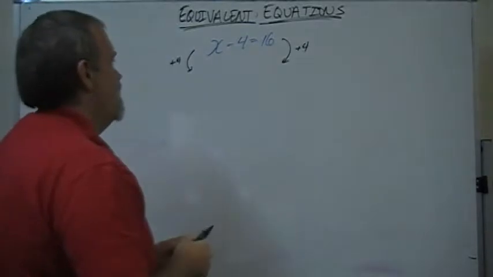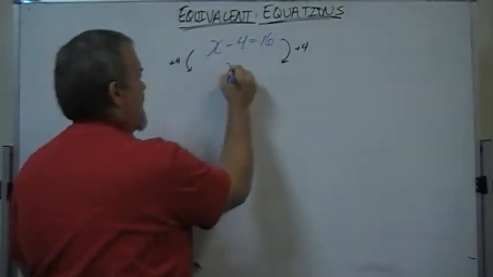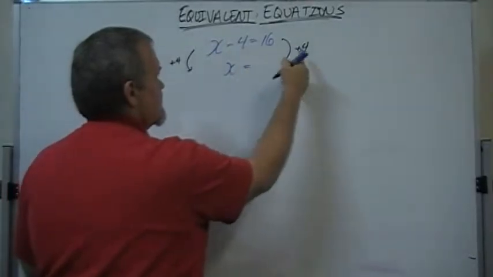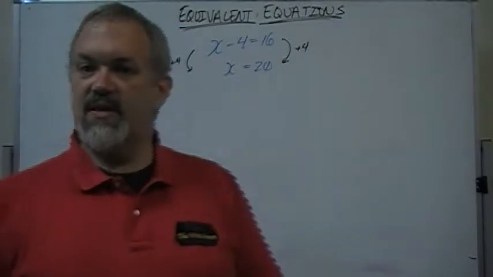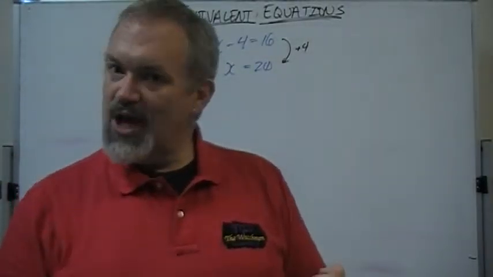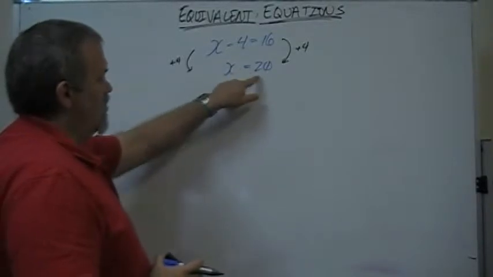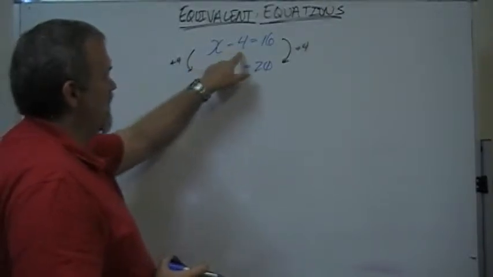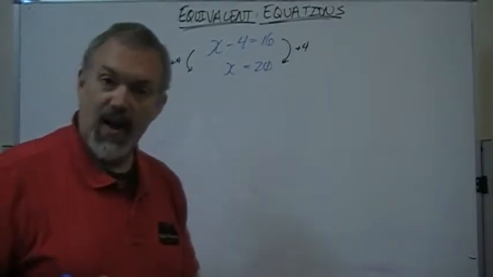What do I then have? Well, I have x. I take away 4 and I add 4 and I'm left with just x. Over here, 16 plus 4 gives me 20. Always a good idea when you're solving systematically to go back and check your answer and see if it works out. So if I do that, I put in 20 for x. 20 take away 4 is 16. Is that true? Yes, it is, and I've solved it correctly.